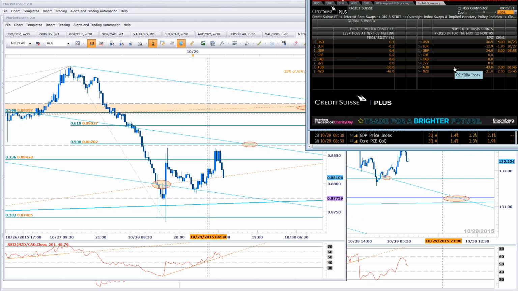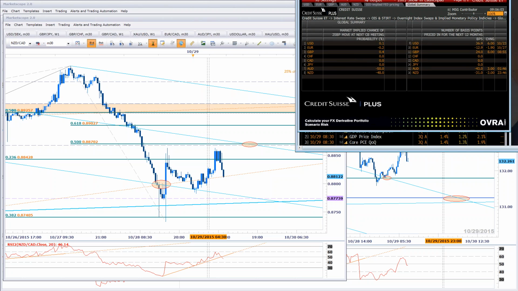So with the expectation sort of teetering on 50-50 on whether they'll cut or not, you could expect to see some volatility for sure in the Aussie crosses as we head into the start of next week. And we'll be sure to give you an update on that.